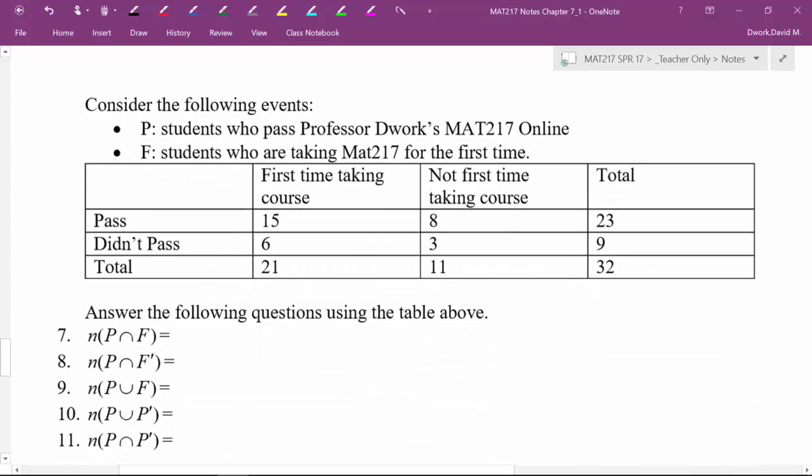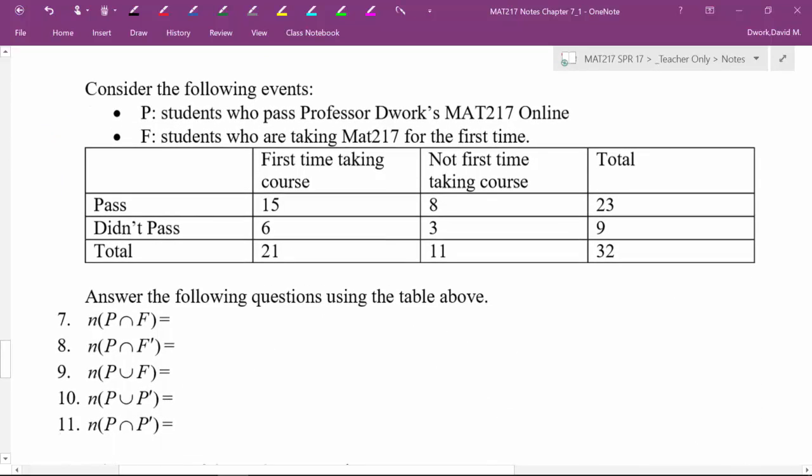And I wanted to just show you one more different type of problem, where I might just give you a table to work from, or another representation. So instead of just giving you something to think about, I might give you some data. And I can still, again, define my 2 events. I've got P for students who pass my class, and F who are students who are taking it for the first time. Ha ha ha, not getting an F in the class.